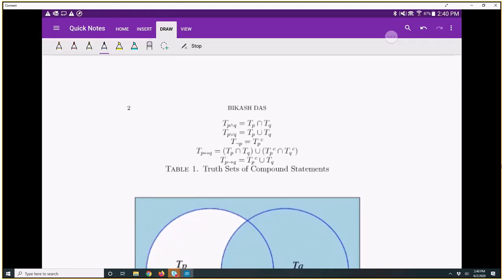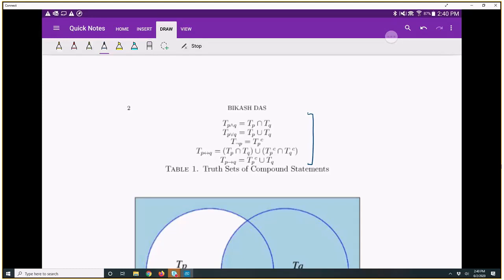So here are a few nice identities. We already discussed that the truth set of P and Q should be equal to the intersection of the truth set of P with the truth set of Q. The truth set of P or Q then is equal to the union of the two sets, because if an element belongs to the truth set of P, then it makes P true. If it belongs to the truth set of Q, then it makes Q true. In either case, P or Q will be true. So that is the case. The truth set of negation P is the complement of the truth set of P.